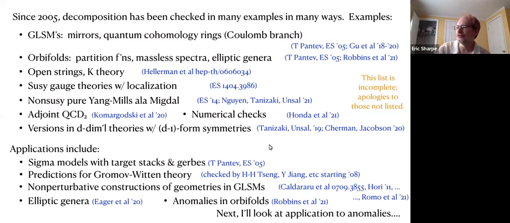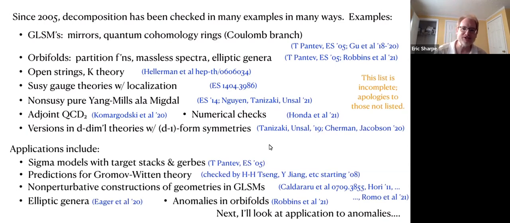There are predictions for Gromov-Witten theory here. Specifically, there exists a notion of Gromov-Witten theory for gerbes. It was checked years ago now that indeed the Gromov-Witten invariants of a gerbe are equivalent to a disjoint union of Gromov-Witten invariants of underlying spaces. So that works. It's been applied to non-perturbative constructions of geometries and gauge linear sigma models.